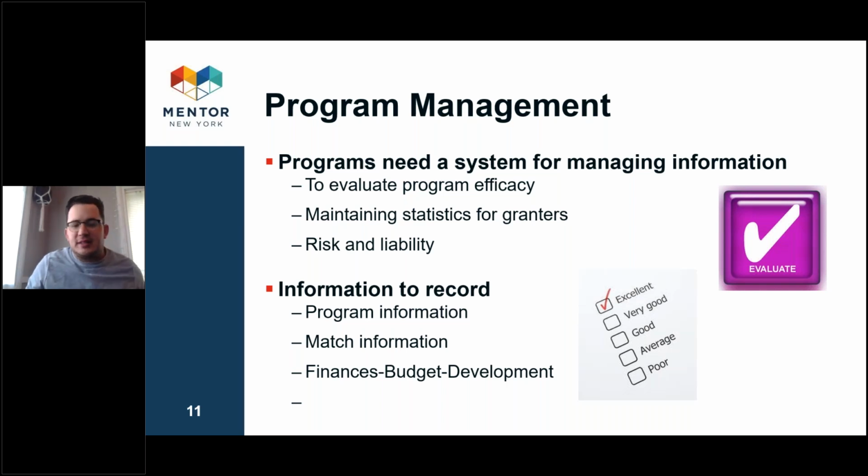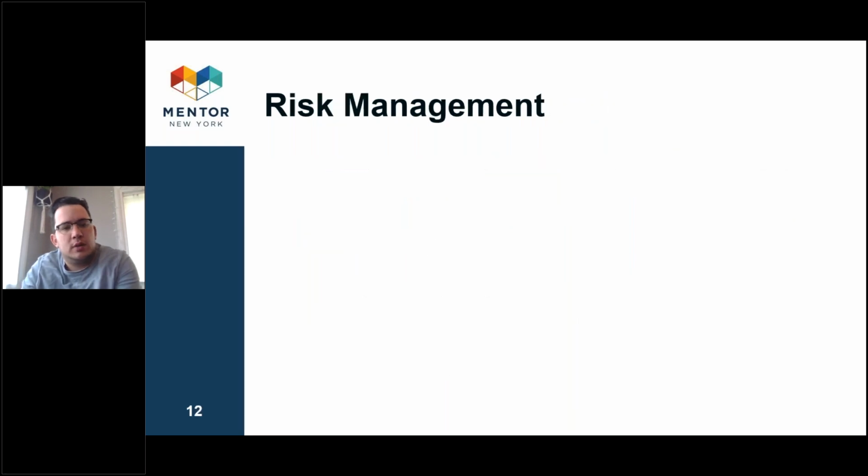And then lastly, your finances, budget, development, fundraising, all of that stuff should be in there as well. Because again, the last thing you want to do is get some type of audit or review and then be like, oh no, you didn't keep good enough records for review. That's the outcome that nobody wants. So make sure you're just keeping good track of any financial documents. What's coming in and where is it going?